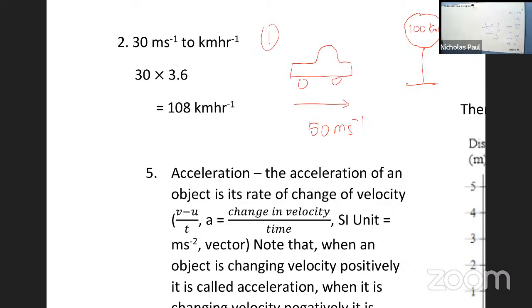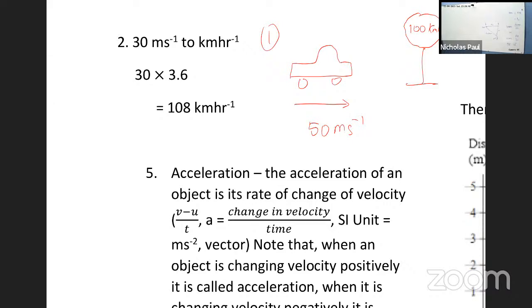All right. So I have a small question here. In this question, we have a car. We got 108, right? Multiply 30 by 3.6. Remember, you're going from meters per second to kilometers per hour, right?